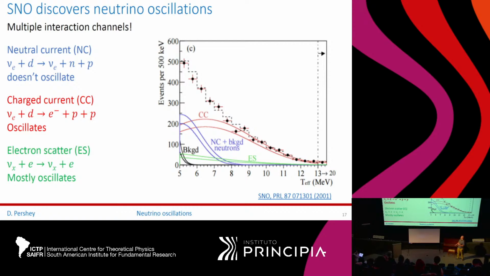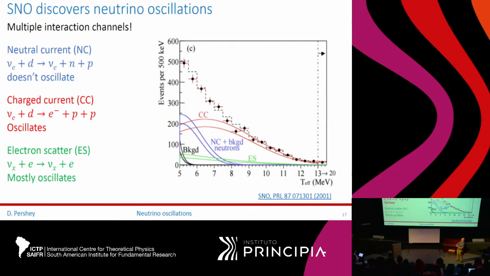This will give you an electron in the final state, but with different energy from the neutral currents. And this is going to oscillate, since only the nu_e can do this. This is a charged current process. And then you also have electron scattering, which all flavors participate in, but with different concentrations. It's still mostly the electron neutrinos which are making this interaction, which we talked about yesterday from the different cross-sections for different flavors for this process.